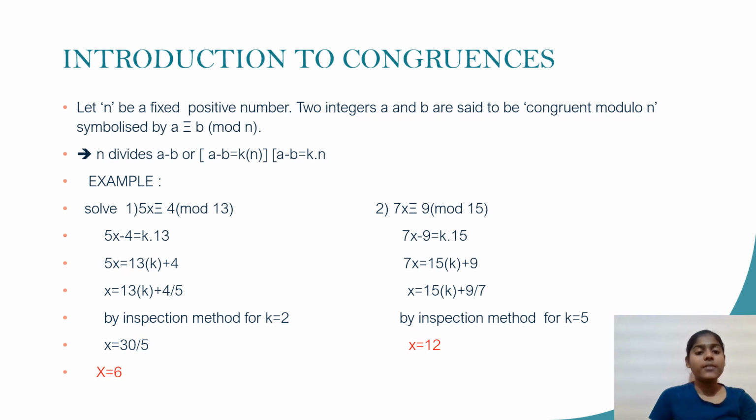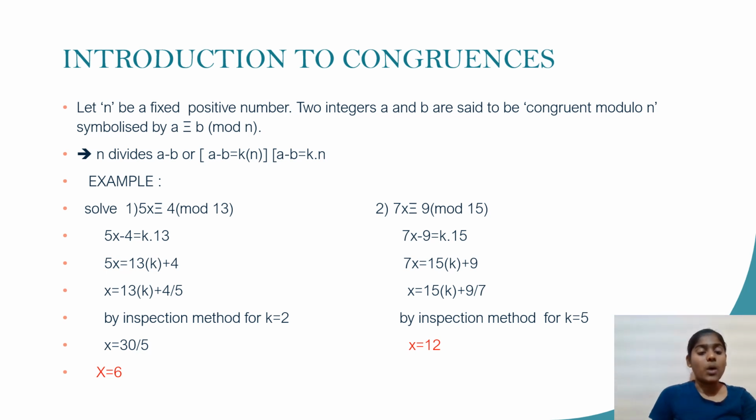Let n be a fixed positive number. Two integers a and b are said to be congruent modulo n, symbolized by a ≡ b (mod n), which implies n divides a minus b, or a minus b is equal to k times n.